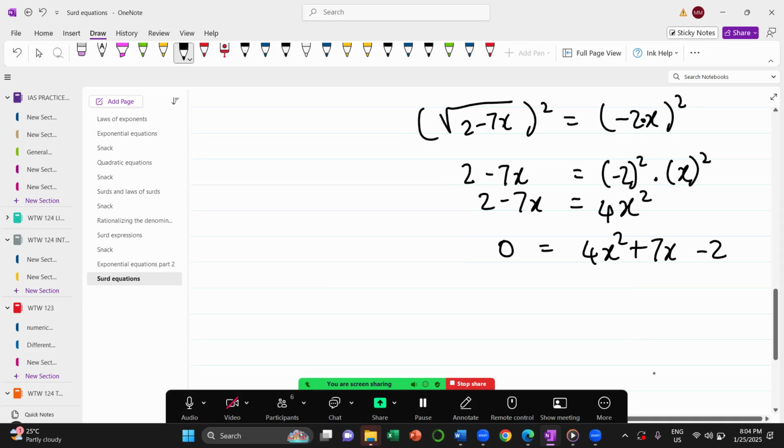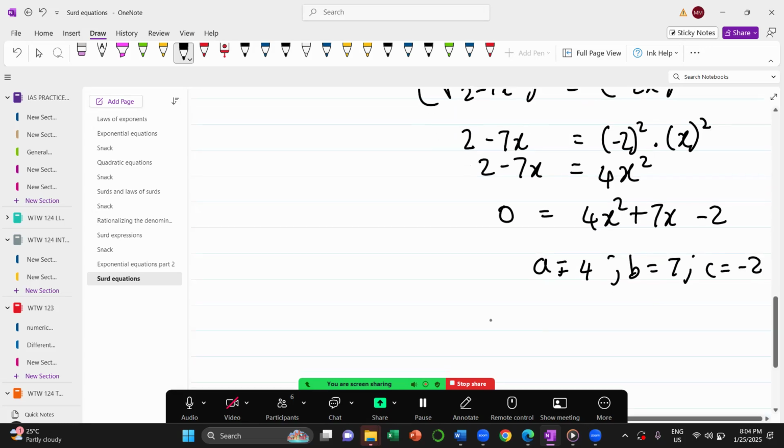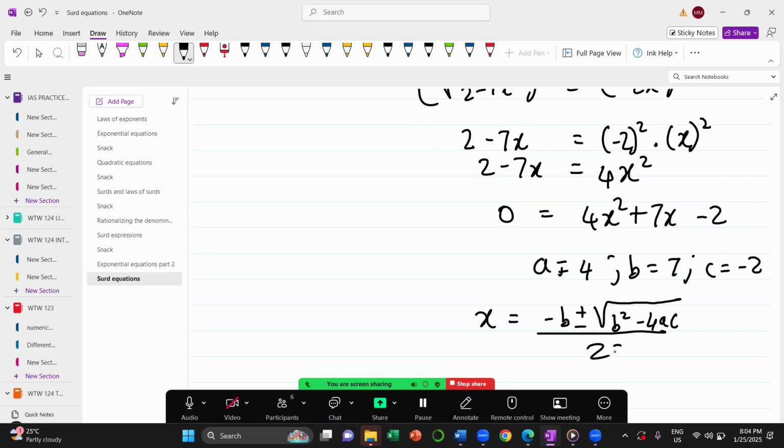So I'm going to have 0 equal to 4x squared plus 7x minus 2. Do you see that? Once you are here, you already see the value of your A. It's 4. What is the value of your B? It's 7. What is the value of your C? Negative 2. Then you're going to say x is equal to negative B plus or minus square root of B squared minus 4AC all over 2A.